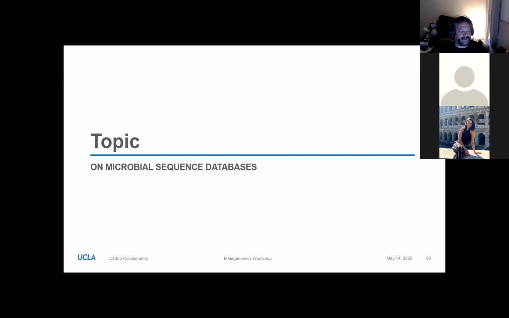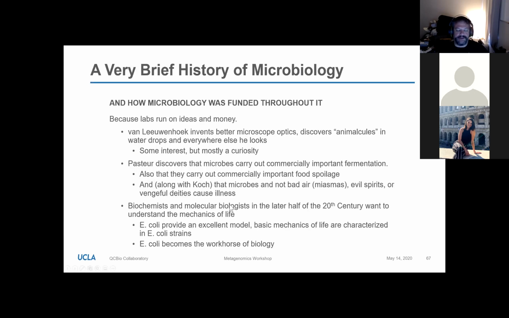microbial sequencing databases are kind of an interesting one that a lot of people don't give thought to. Typically, if I say things like, you know, there's the Silva database, there's the Greengenes database, some people may or may not know what the differences are between them or what the ideas are behind them. So I'm just going to go through a very brief history of microbiology and especially how it was funded. And that'll help us understand why our databases are the way they are.